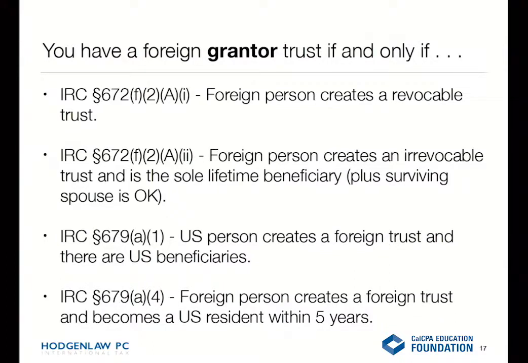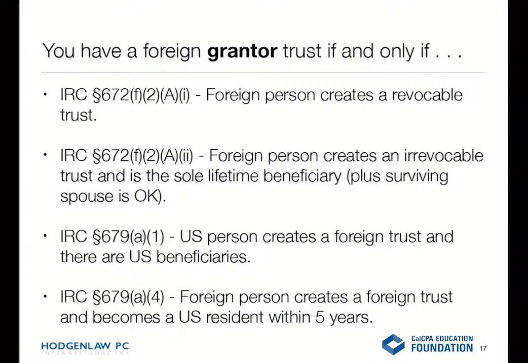Next, we need to look at whether it's a grantor trust or a non-grantor trust. The easiest way to do this is to look at the rules for grantor trusts. If I don't meet any of these situations and it's a foreign trust, then what I have is a foreign non-grantor trust. So you know you have a foreign grantor trust if any of these situations are true.